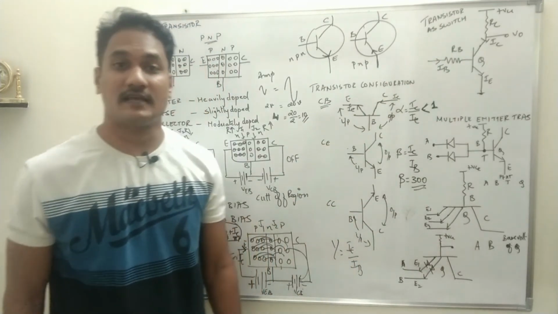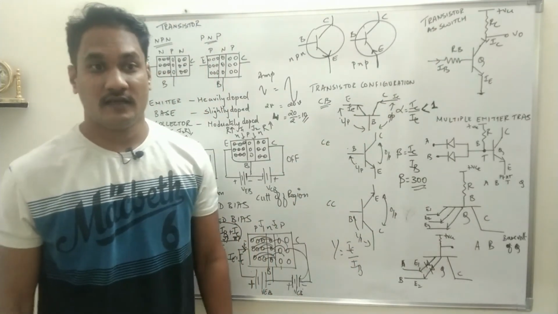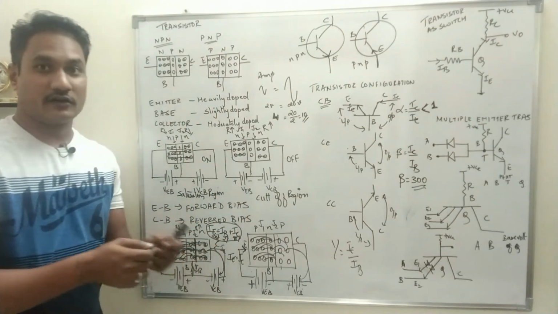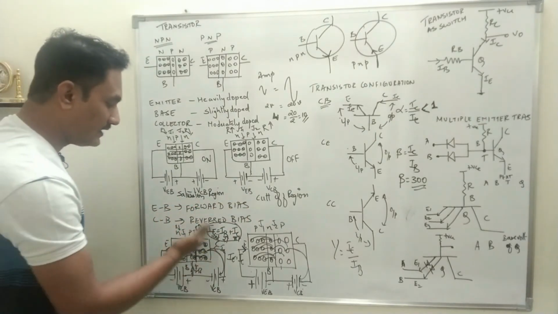So when the transistor has to be used as a switch, as I said, you cannot connect it in saturation and cutoff, you cannot manually change. So what is the polarity which has to be applied?